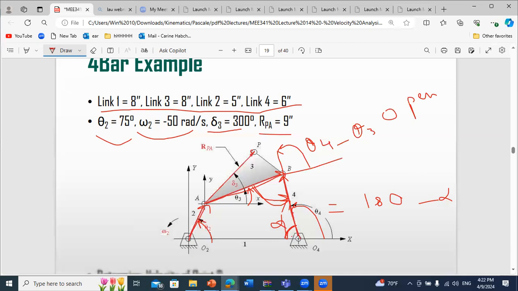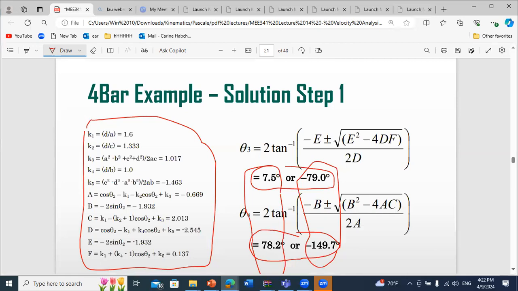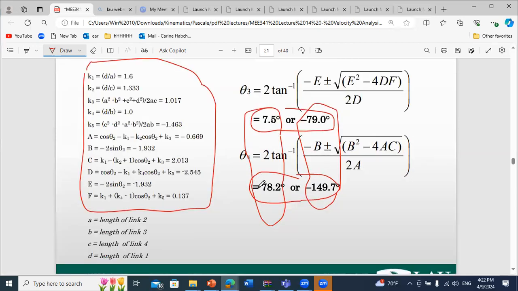So now if we go back to our solution, for the first case, when you do theta 4 minus theta 3, you get positive. So this is the open configuration. While for the second solution, when you do theta 4 minus theta 3, you get a negative result. So this corresponds to the crossed configuration.